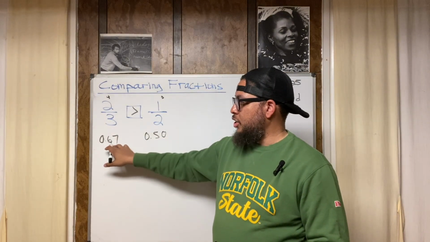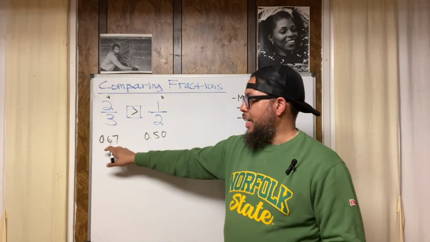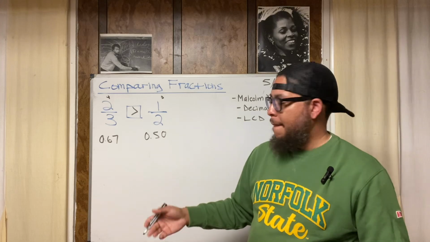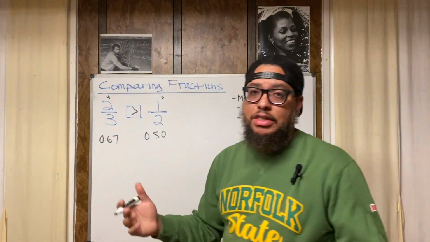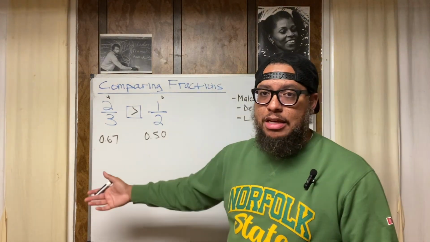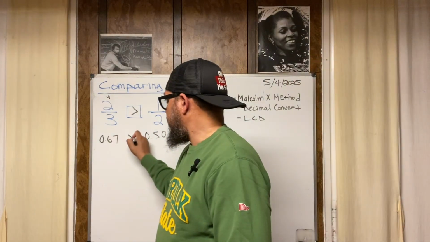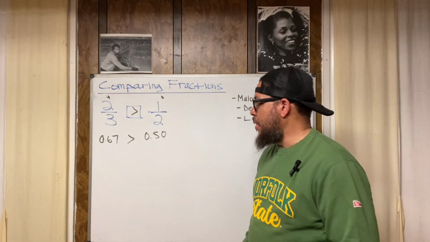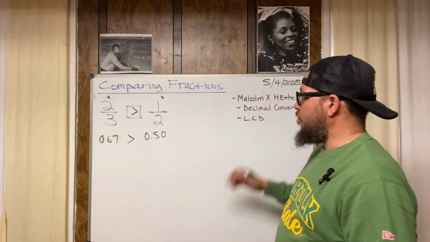So we have this many hundredths versus this many hundredths. I got 67 compared to 50, which is bigger. 67 is more. So 0.67, or 67 cents, think about it in terms of money. 67 cents is more than 50 cents. So that's going to be greater. That's the decimal conversion method.